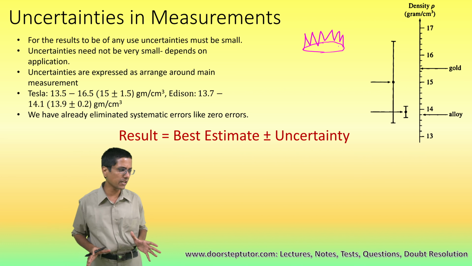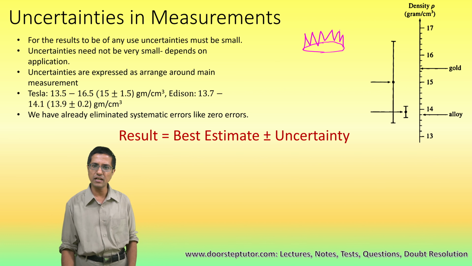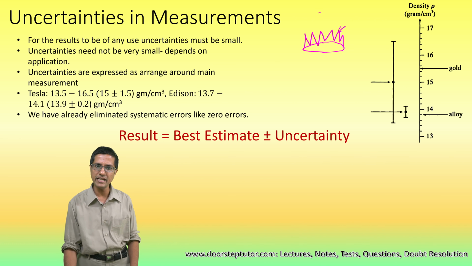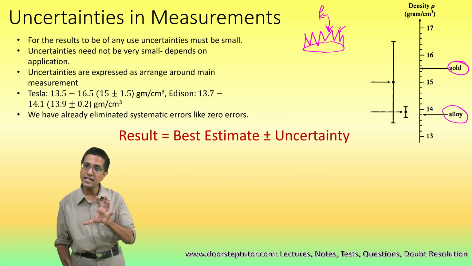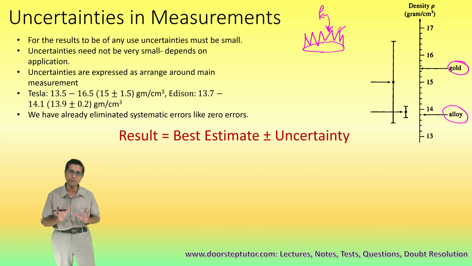So they took this crown with them and they were trying to find the density of the material with which this crown was made. Once we know the density of this crown, we can compare it with the density of gold or the density of the alloy and really understand whether the crown is made up of gold or the alloy. So that's the ultimate purpose of the experiment.